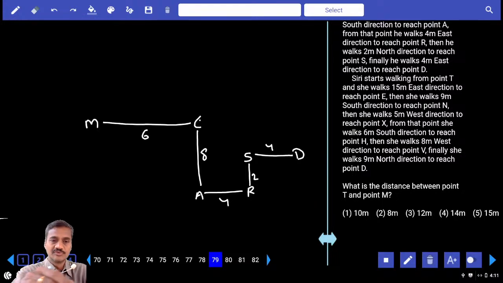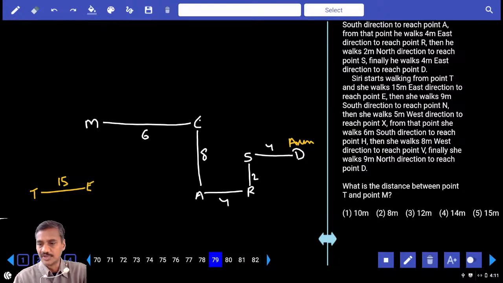Meanwhile, one more person is there, Siri. Siri started walking from point T, and finally Arun has come to this place. Siri started from point T, which is not known anywhere else, and she walks 15 meters east to reach point E.